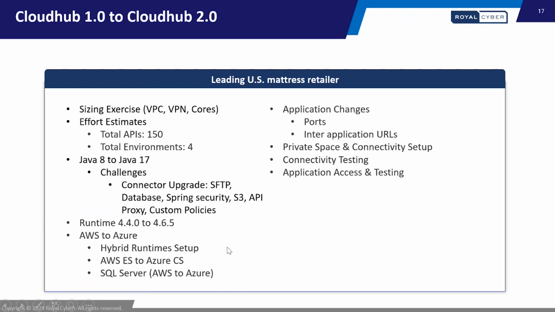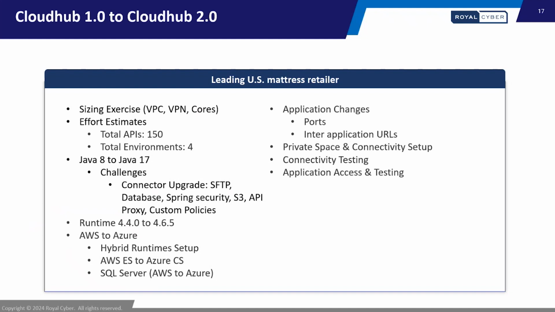And then there were some other related services that were also being migrated to Azure, such as the SQL Server. The managed SQL Server instance from AWS was being migrated to Azure, and we were also using AWS Elasticsearch, so that was getting moved to Azure Cognitive Search. So all these were different migration components in this project, which made it a bit of a complex migration effort.